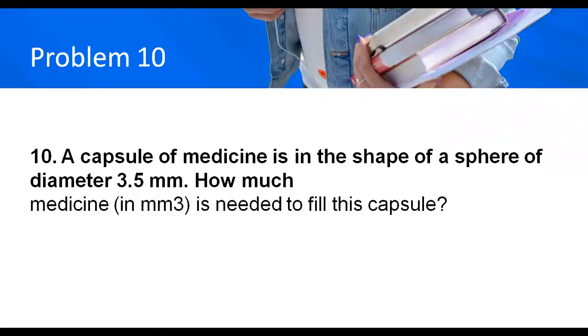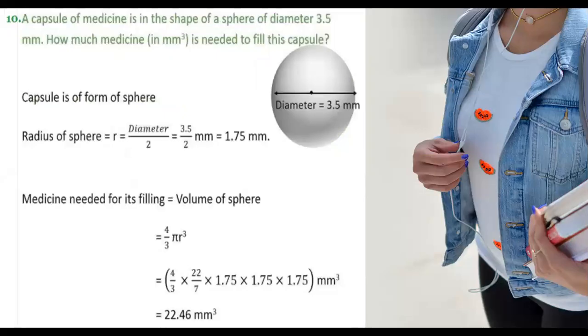Now let us see problem 10. A capsule of medicine is in the shape of a sphere of diameter 3.5 millimeters. How much medicine in millimeter cube is needed to fill this capsule? Here we have a capsule in the shape of a sphere whose diameter is 3.5 millimeters. We need to find how much medicine we can fill in the capsule. So we need to find the volume of the capsule. The capsule is in the form of a sphere.